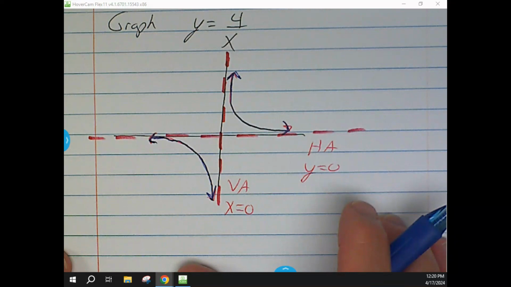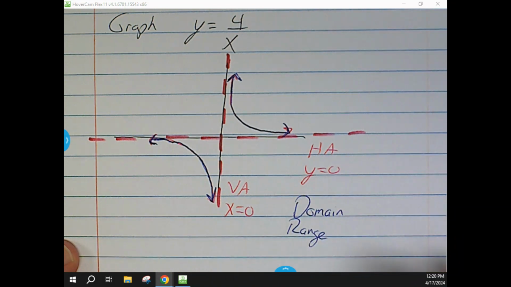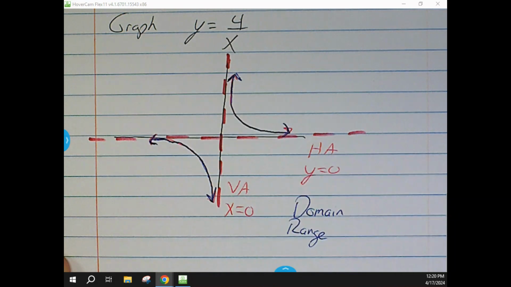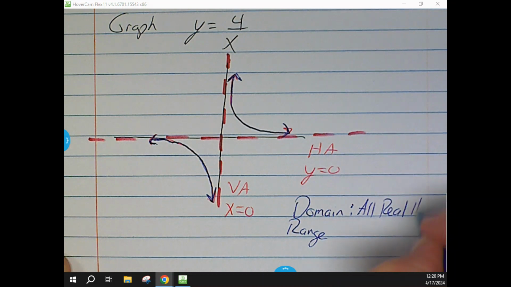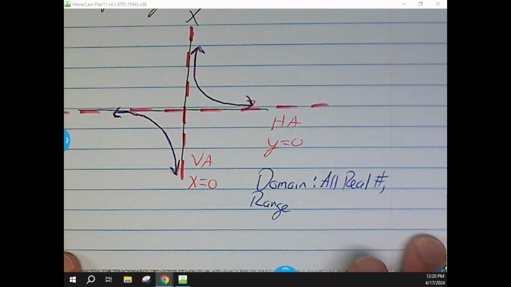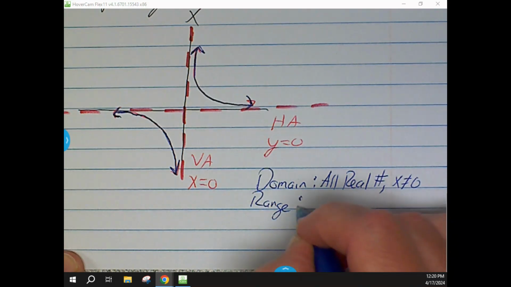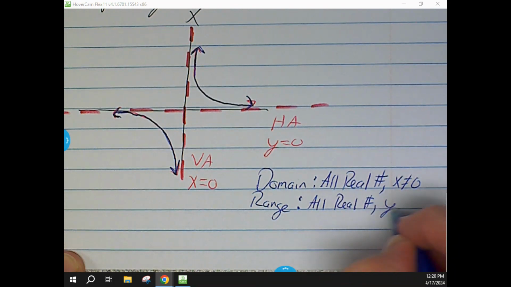All right, now one thing we haven't talked about in a while, domain and range. So basically every number is good, but again, because we get these undefined numbers at 0, which is where the asymptotes are, for the domain, these are x values. We can say that it's all real numbers, but we're going to skip over x equals 0. So x cannot equal 0. For the range, we're going to say the exact same thing, that it's all real numbers, but this time y cannot be 0.